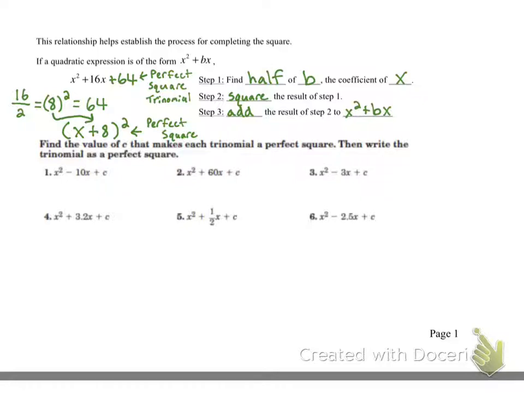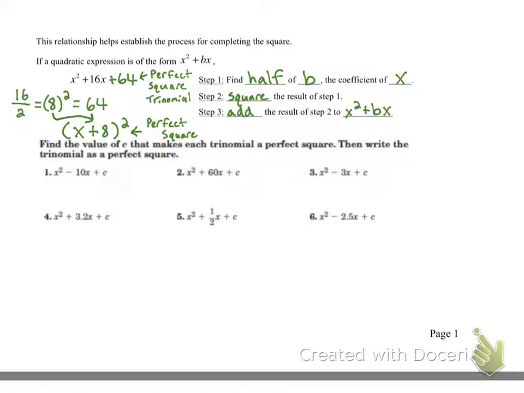When you're finding the perfect square, a little shortcut that you can take is when you divide b by 2. In the previous example, when we divided 16 by 2, that gave us 8. Well, that number, that 8, is what's going to go into our perfect square. It works every time, a little helpful hint.